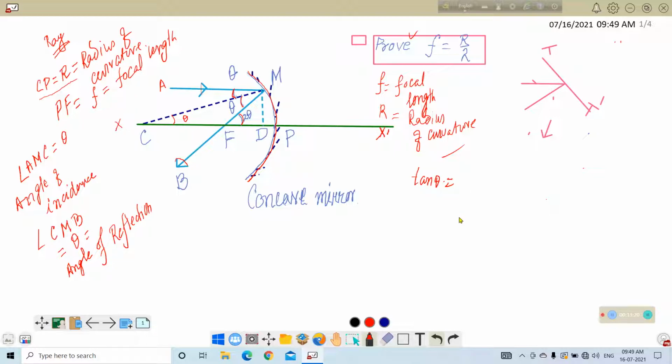tan theta is equal to MD by CD. This is MD and this is CD and this angle is theta. Similarly, tan 2 theta is equal to MD by FD.